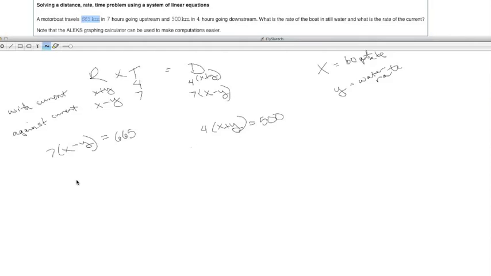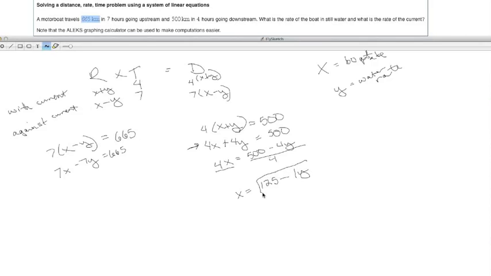Okay, and it says you can use the graphing calculator to solve this, but we're going to solve it the normal way. We've got 7x minus 7y equals 665, 4x plus 4y equals 500. Now to do the substitution method, we're going to need to solve one of these for one of the variables. So I'm just going to solve this one for x, not for any particular reason. That's just the way I decided to do it. So 4x equals 500 minus 4y. Then we need to divide everything by 4 to get x by itself. So x equals 500 divided by 4 is 125. 4y divided by 4 is just 1, so it's 125 minus 1y, or just minus y.